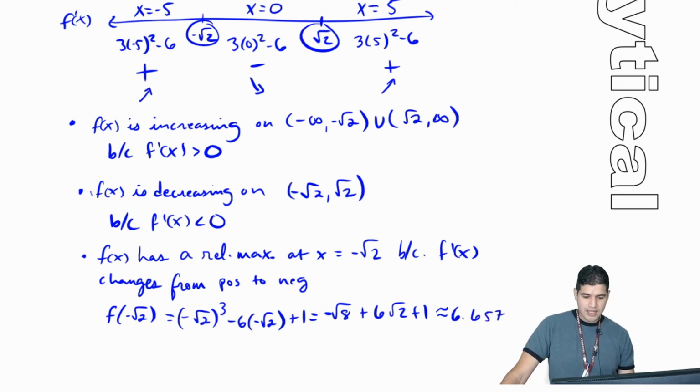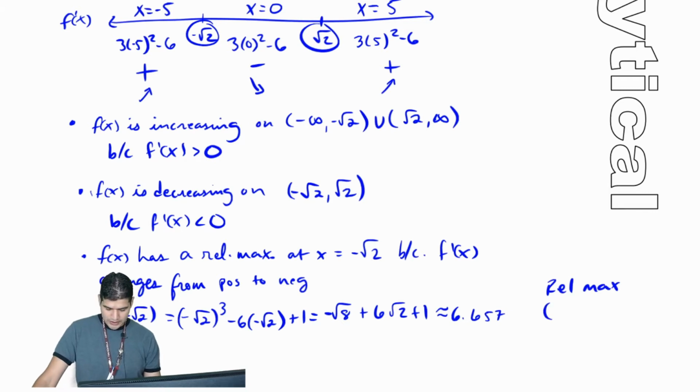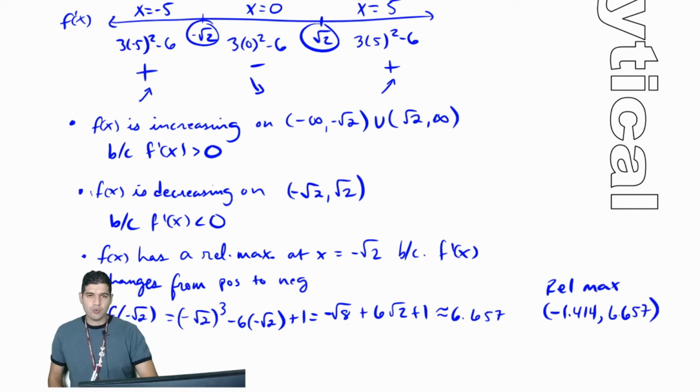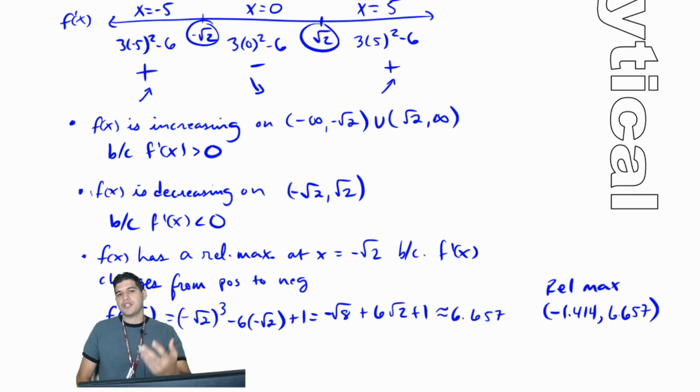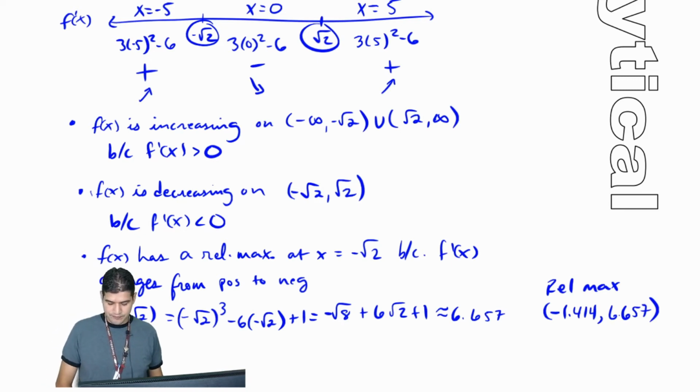6.657, which means that the coordinate for that relative maximum is going to come out to be negative square root of 2, which is approximately negative 1.414. And then the y value is going to be approximately 6.657. So on your AP exam, you only need 3 decimal points, but I always encourage you guys to go all the way up to 4 decimal points, just so that you don't get any rounding errors that might happen.